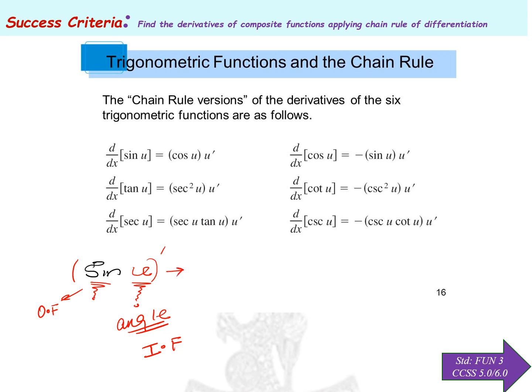Now, how do we apply it? First, take the derivative of the outer function. We know that sine changes into cosine, right? And then we write the inner function, meaning the angle, as it is, because sine, cosine, tangent cannot be written alone without the angle. After that, you have to take the derivative of the inner function. And what is our inner function? It is the angle. So this is how you have to use these formulas. Try to understand these concepts with the help of some examples.